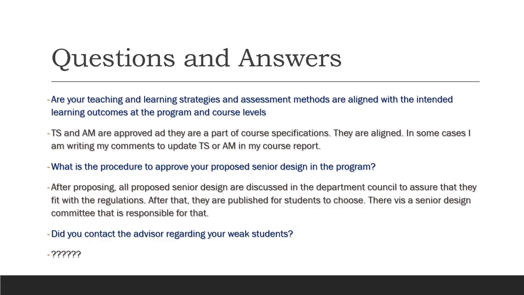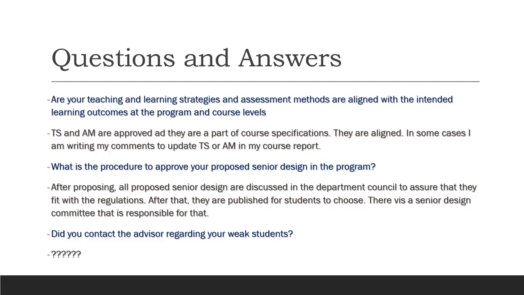What is the procedure to approve your proposed senior design in the program? As you know, the senior design in electrical engineering programs, or in all engineering programs, is important. The senior design reflects the practical implementation, and it contains most of the program learning outcomes. So every instructor should know the procedure. You are proposing your senior design based on your specialization.